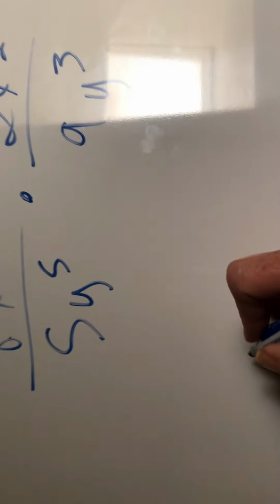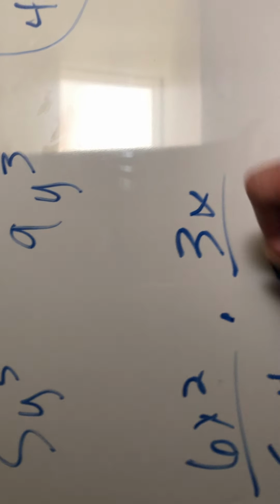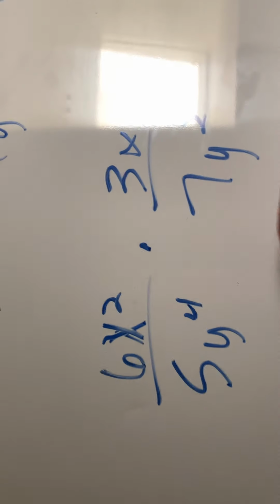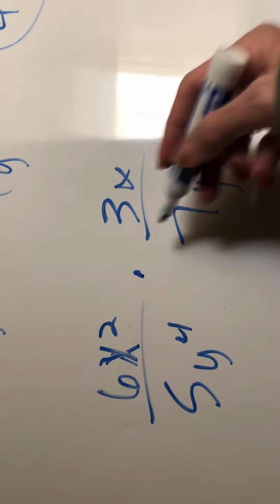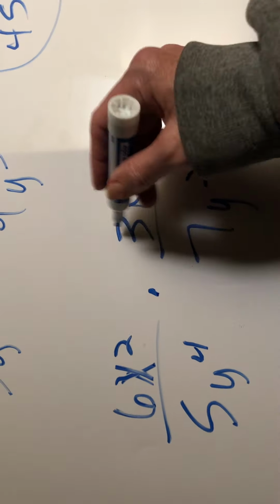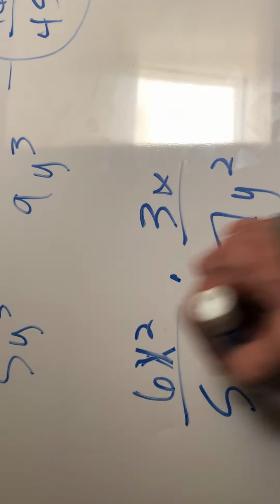Let's see. 6x squared over 5y to the fourth times 3x over 7y squared. So this is another one where nothing cancels. 5 and the 3 don't cancel. 3 and the 7 don't cancel. You know, you can do that as well. 6 and 5 don't cancel.